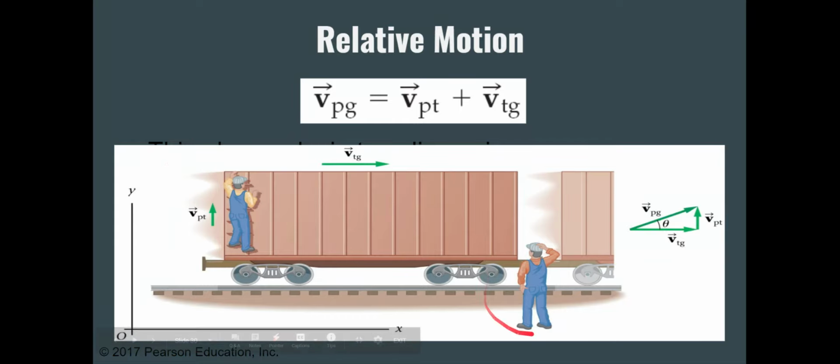So the man on the ground, his perspective, which I'm going to label as PG, the perspective of the person on the ground, is just going to equal the velocity of the person on the train plus the velocity of the train on the ground. And we are about to work problems with this.